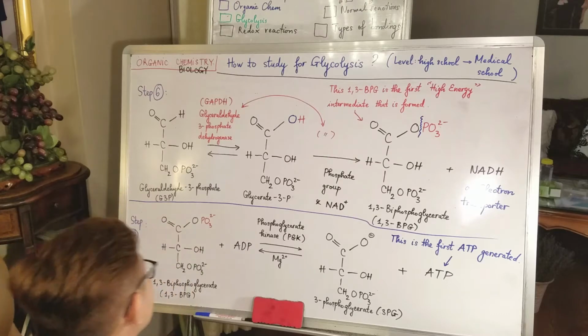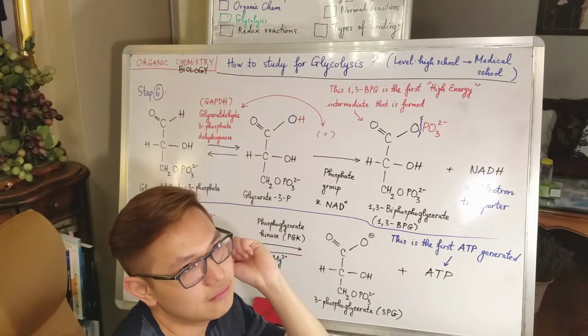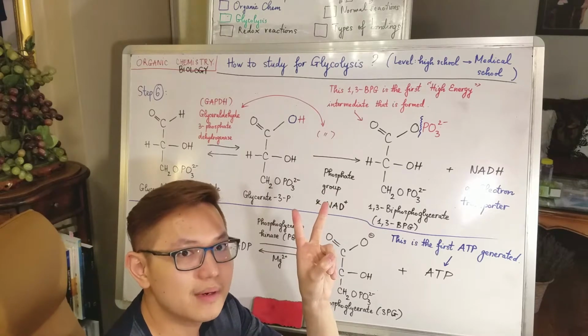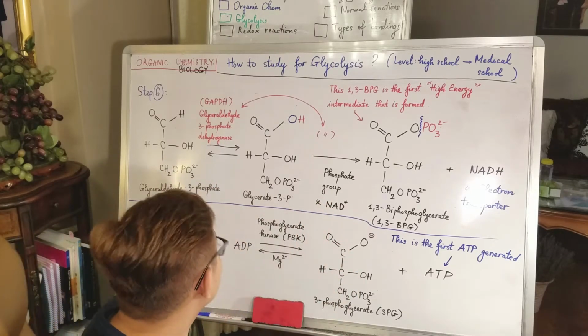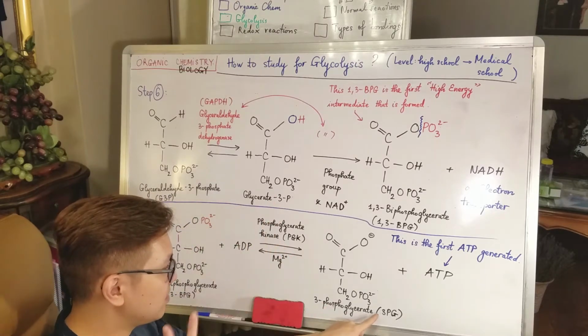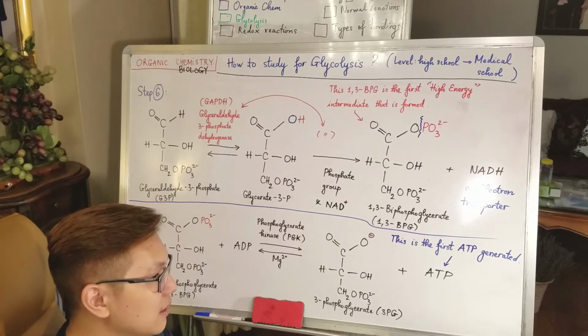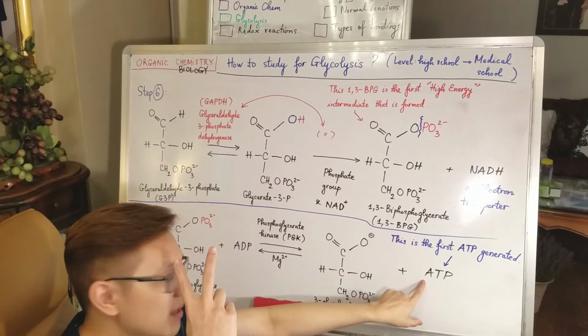And mind you, remember what I told you before? 1 glucose will become 2 GAP by step number 5. So until step number 7, you should have 2 molecules of the 3-PG. And you should also have 2 ATP being produced as well.